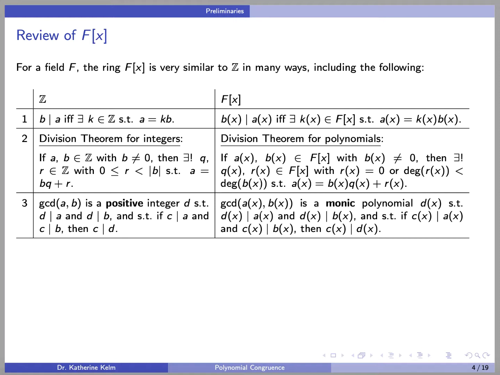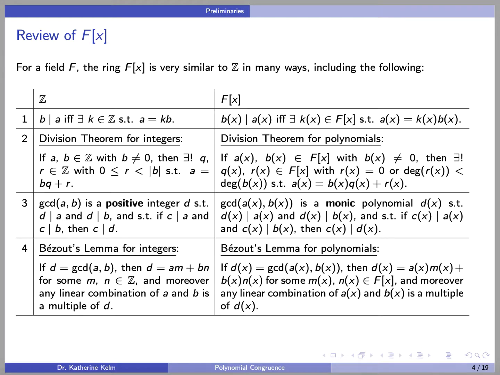In order to make the GCD of two polynomials unique, we will insist that the GCD is a monic polynomial with coefficients in the same field. We have Bézout's lemma for polynomials, which says that the GCD of two polynomials can be expressed as a linear combination of the two polynomials. And, moreover, that any linear combination of the two polynomials is a multiple of the GCD. I recommend that you pause the video and review these important results before going on.